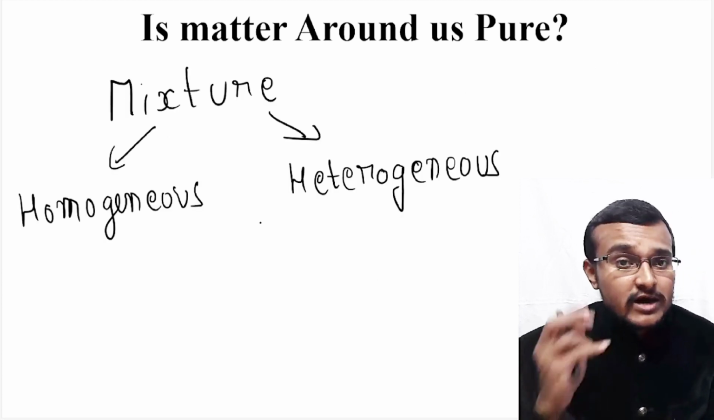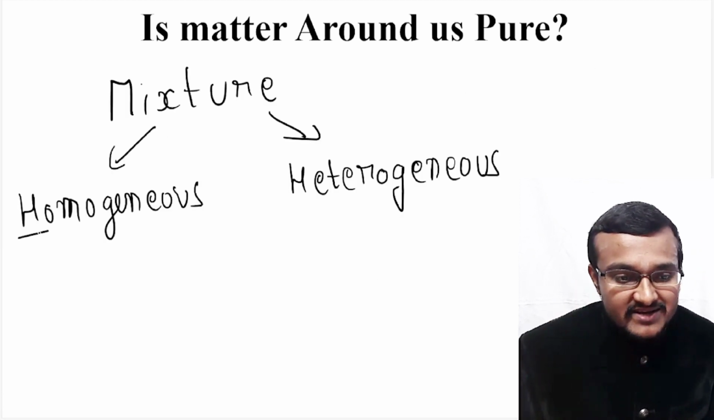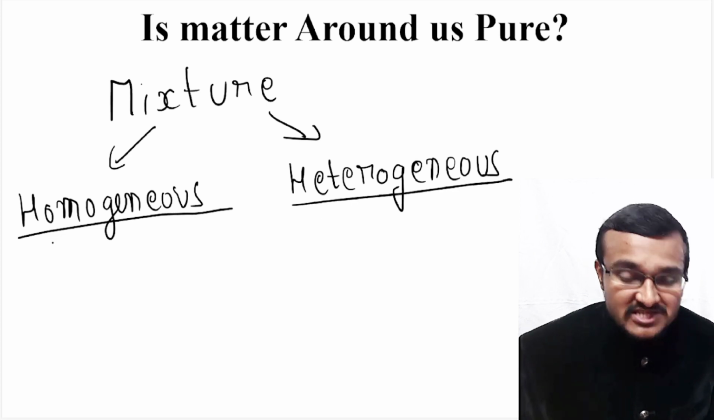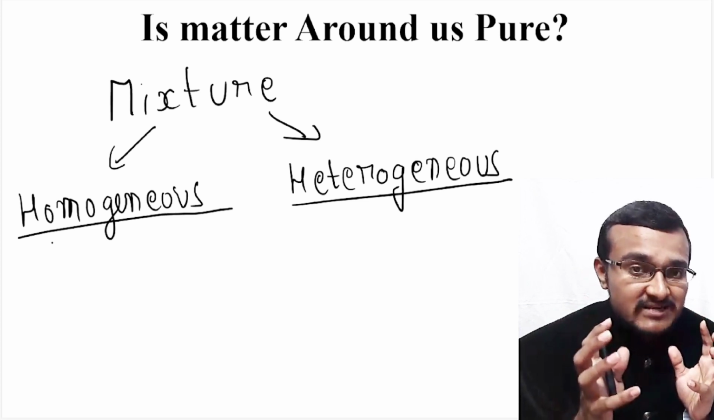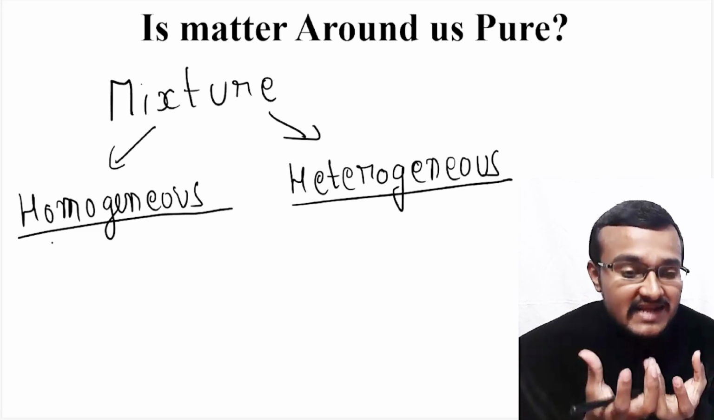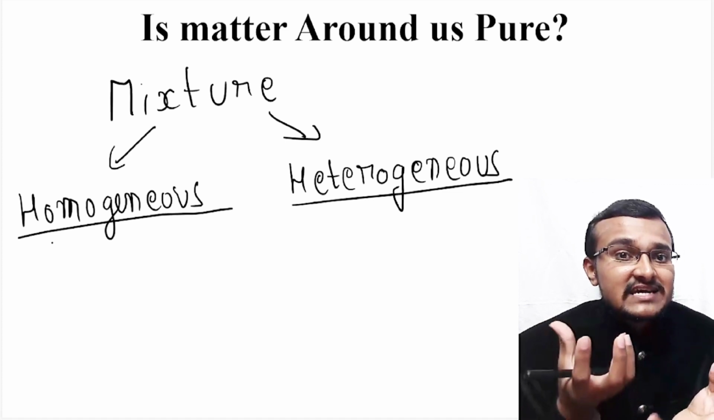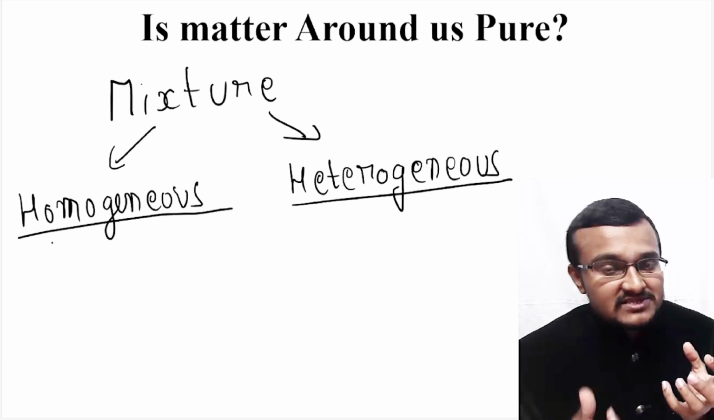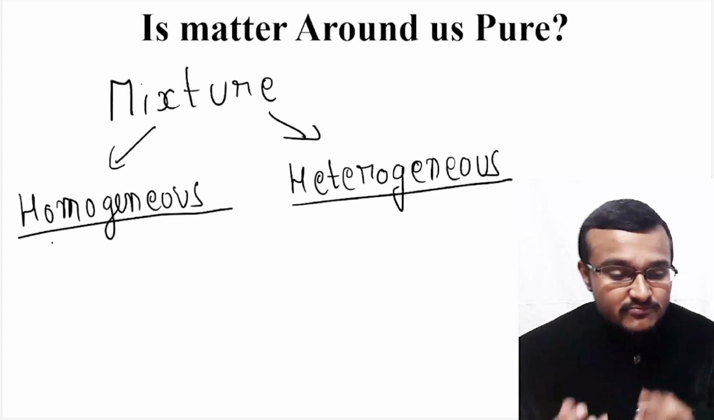In this mixture, you have two types. One is homogeneous mixture and the other is heterogeneous mixture. What happens in homogeneous mixture is that when two different substances of different chemical nature come together, at that particular time, there will be a chemical interaction between one substance and the other substance. That is one pure substance and the other pure substance.